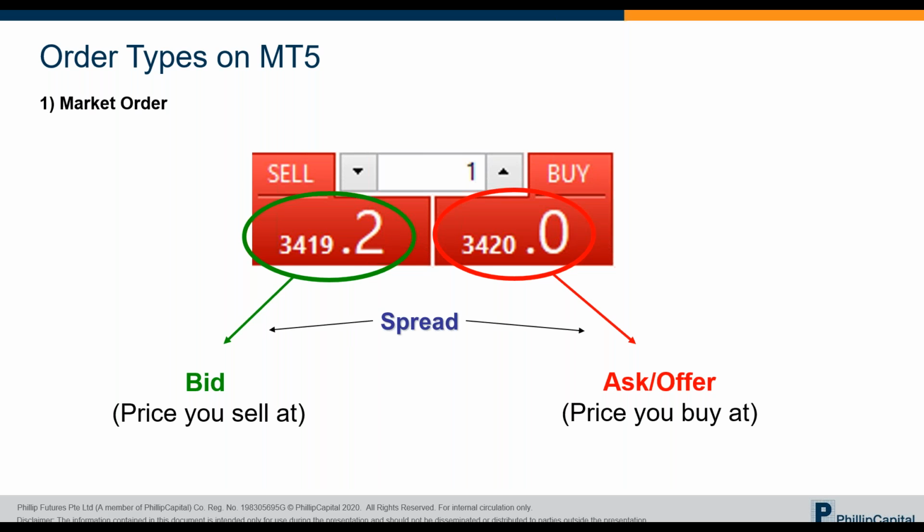For market order, what it means is that you are looking to buy or sell a particular contract immediately at whatever price the market is quoting. So this is relatively straightforward. In this example, if the market is quoting you at 3420 to buy and 3419 to sell, if you hit buy, this is a market order.